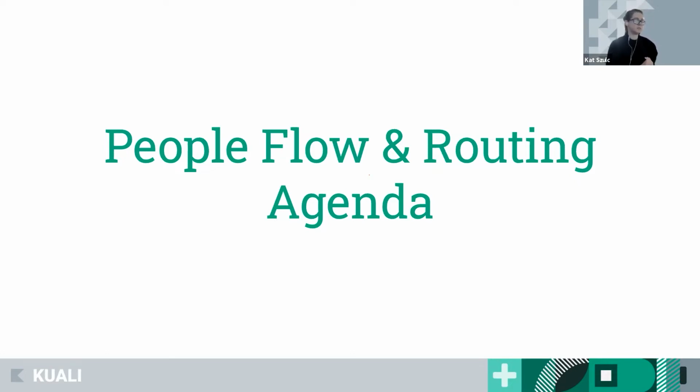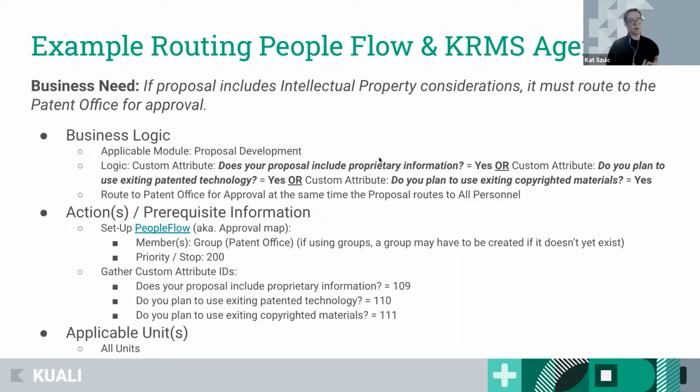The very first example that I want to go through is a people flow and a routing example, and go through the steps of how you would go about configuring that. So here is where I'm putting my tips into practice. As I said, as the first step, I always like to identify and document, what am I trying to accomplish? What's my business need? So here's an example I'm going to work with.